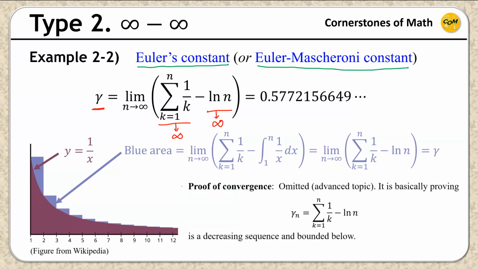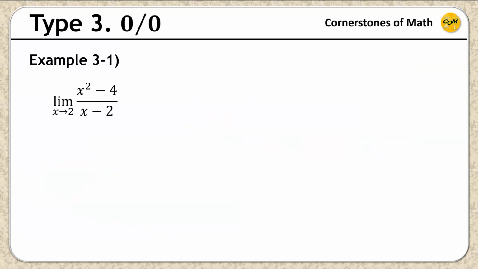The proof of the convergence of this limit is not covered in this video because it utilizes some advanced concepts, and maybe I will cover that topic in the future. For now, let's move on to the third type, the 0 divided by 0 form.